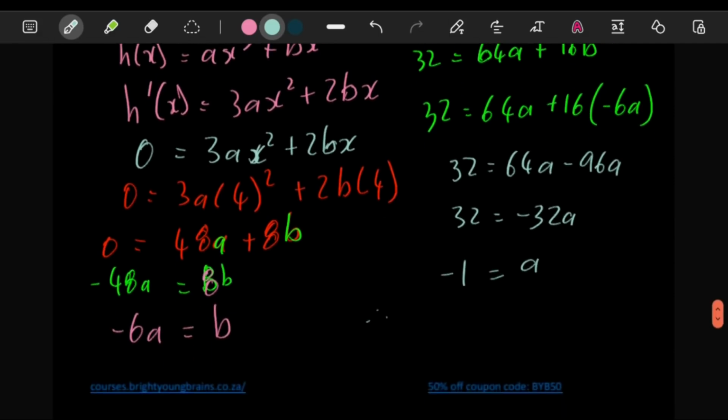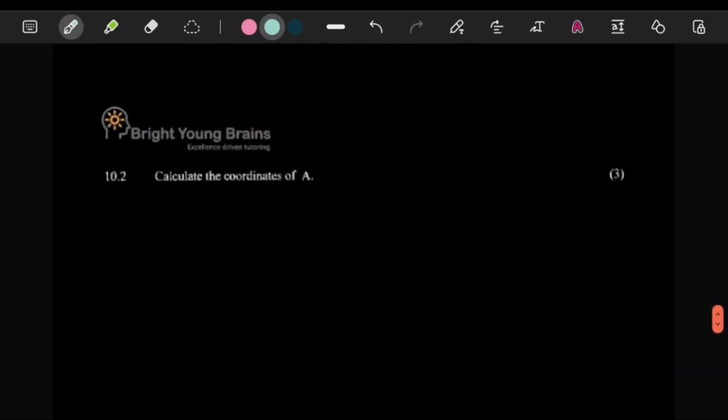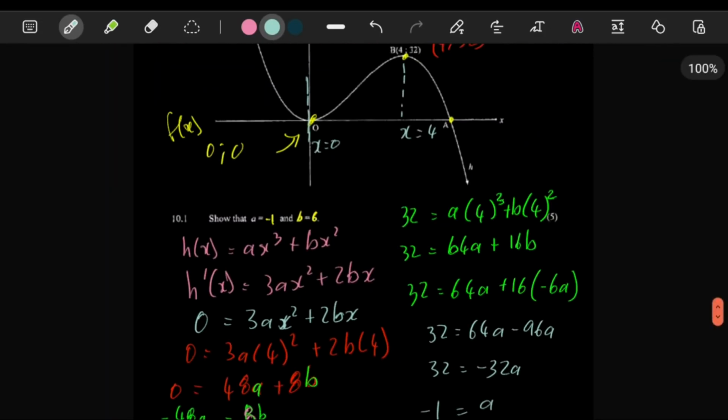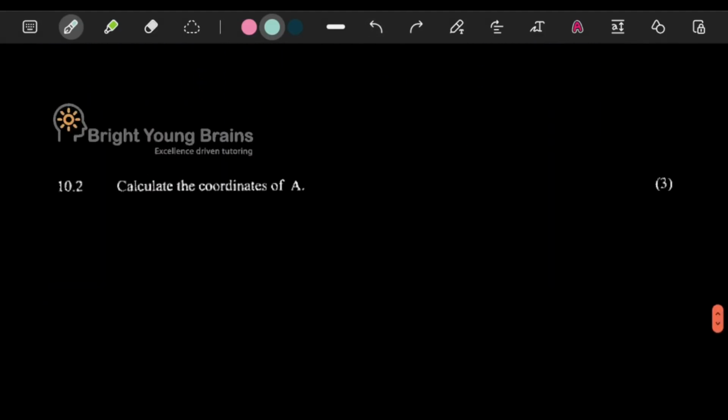And therefore, b is negative 6 with a as negative 1, so b is 6. That's the way, I like it. So you see, all these things are super easy, guys. If they're not super easy, then you must do yourself a favor. I even gave you a discount here, 50 percent. Anyways, let's move on to the next question.